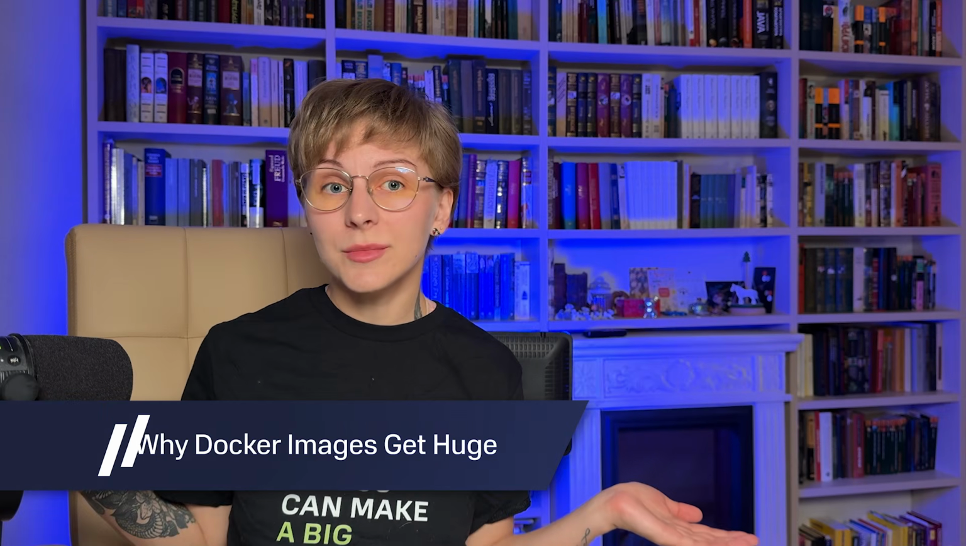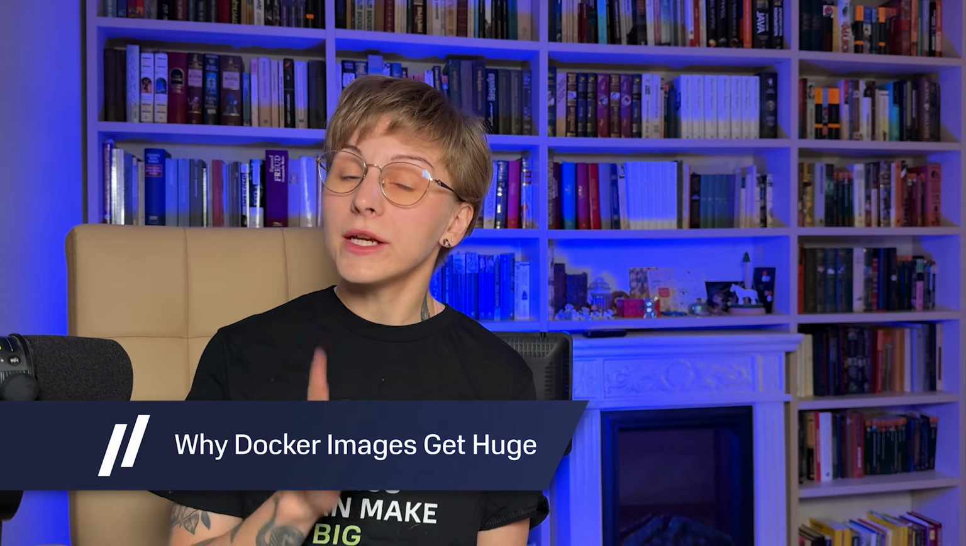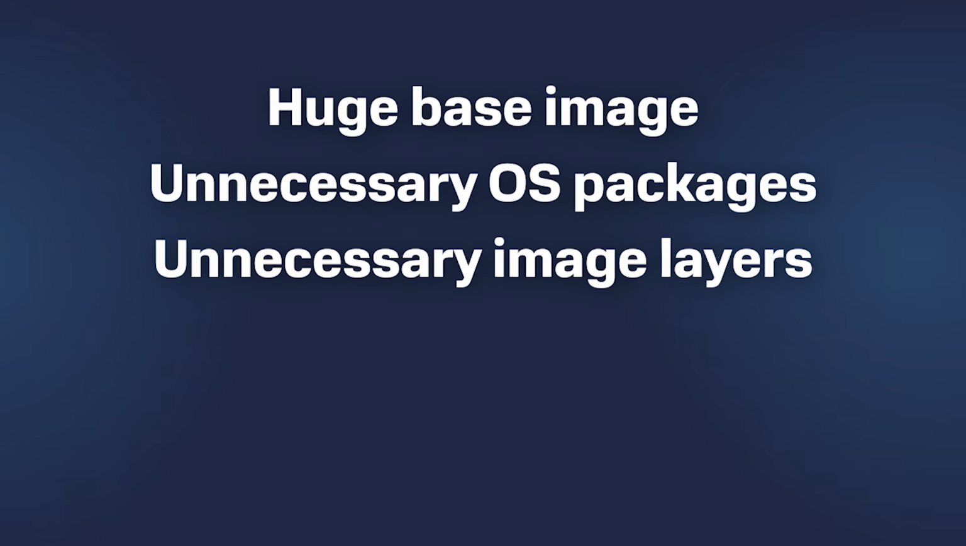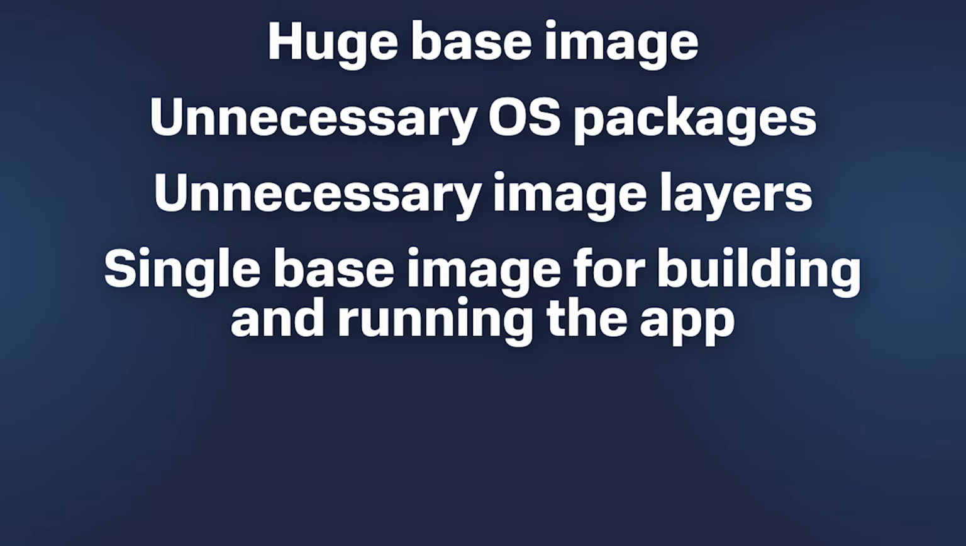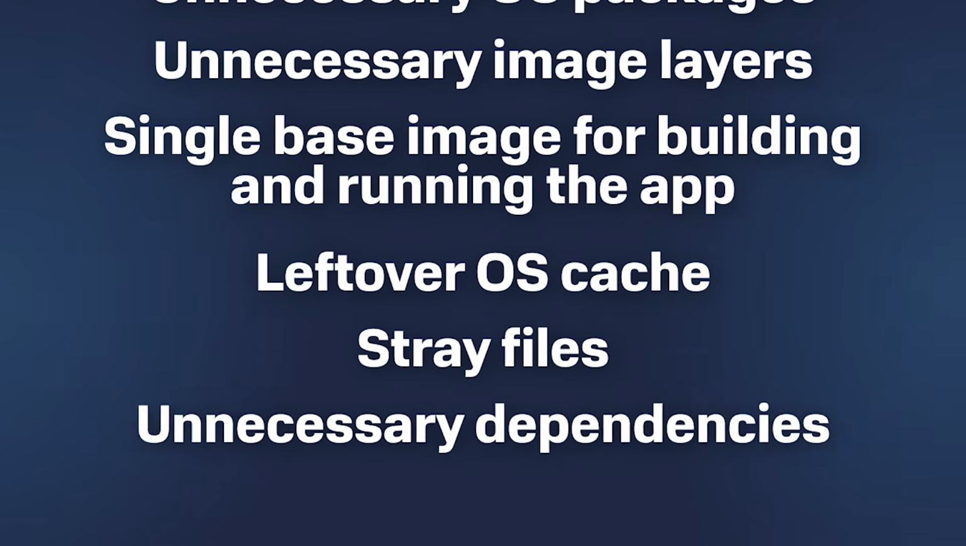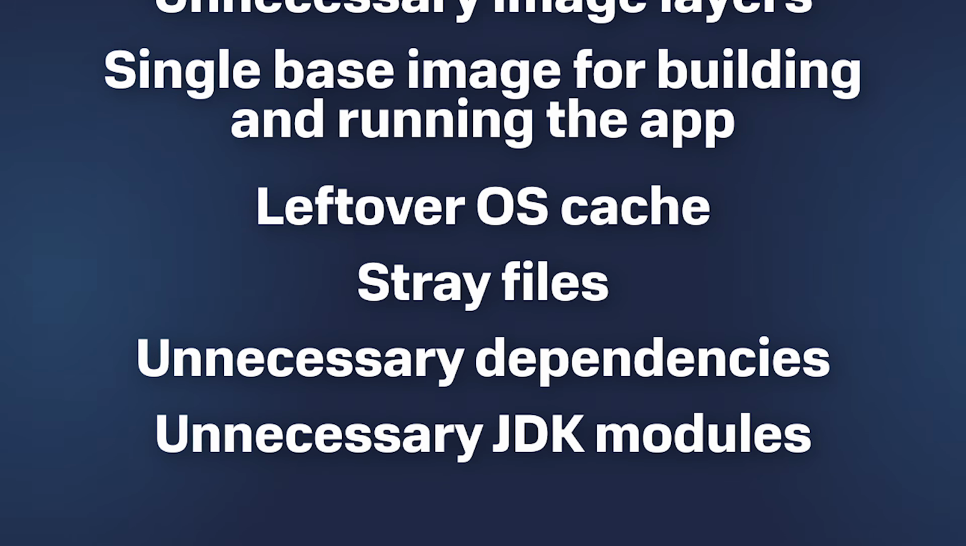So why do Docker images get so huge? Well, think of the reasons for bloated images as criminals. Two or more bloaters form a gang that is hard to take under control. And here's the hateful 8 of Java Docker images: huge base image, unnecessary OS packages, unnecessary image layers, single base image for building and running the application, leftover OS cache, stray files, unnecessary dependencies, unnecessary JDK modules. Now that we know the gang members by sight, let's get rid of them.